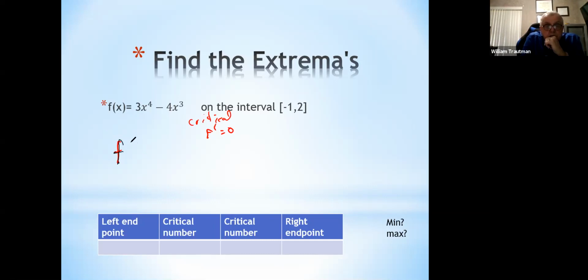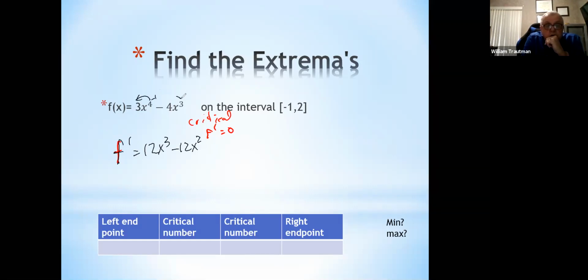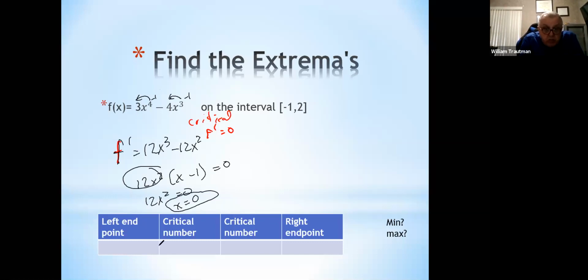Okay, there it goes. The first derivative of this is 12x to the third minus 12x squared. Bring the 4, subtract 1, bring the 3, subtract 1, factor out a 12x squared, and I'm left with x minus 1 equals 0. So one of our critical numbers, 12x squared equals 0, so x equals 0. Divide by 12 and take the square root, you still get x equals 0. One of our critical numbers is x equals 0. The other critical number is 1.